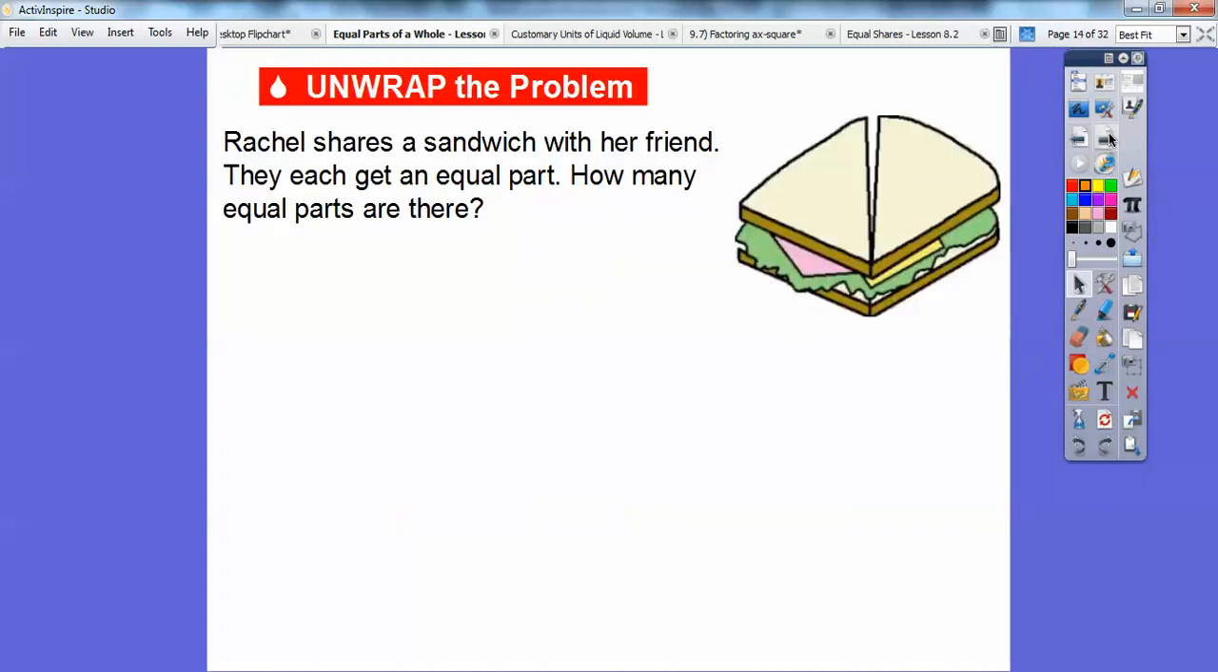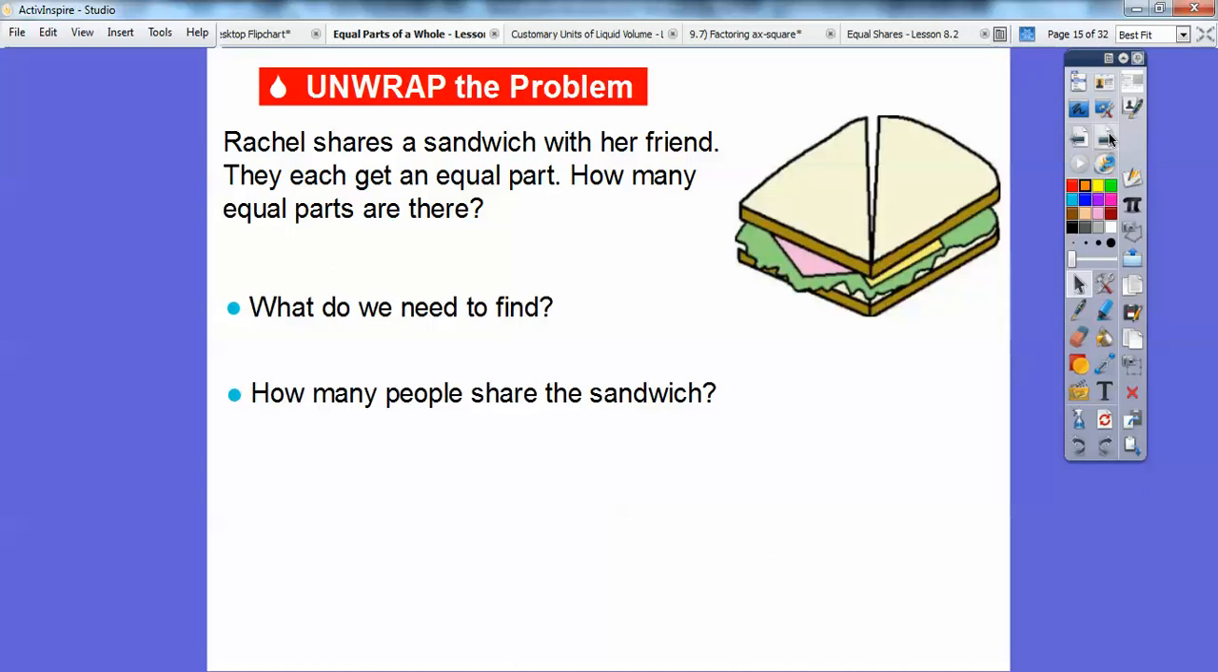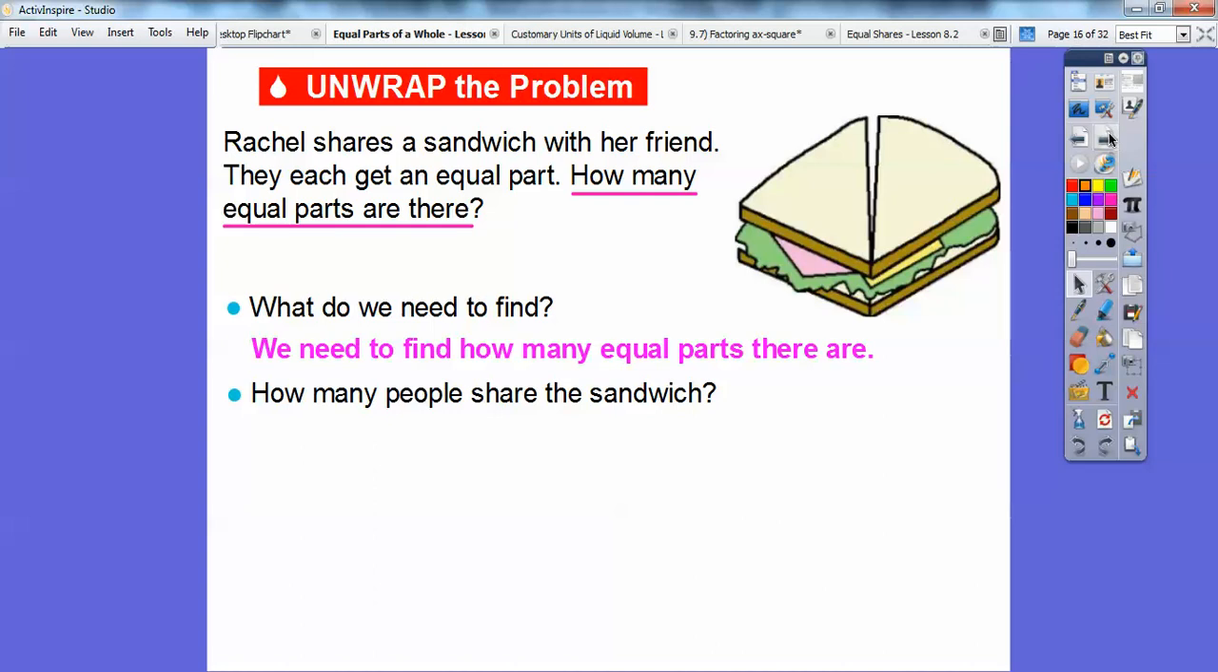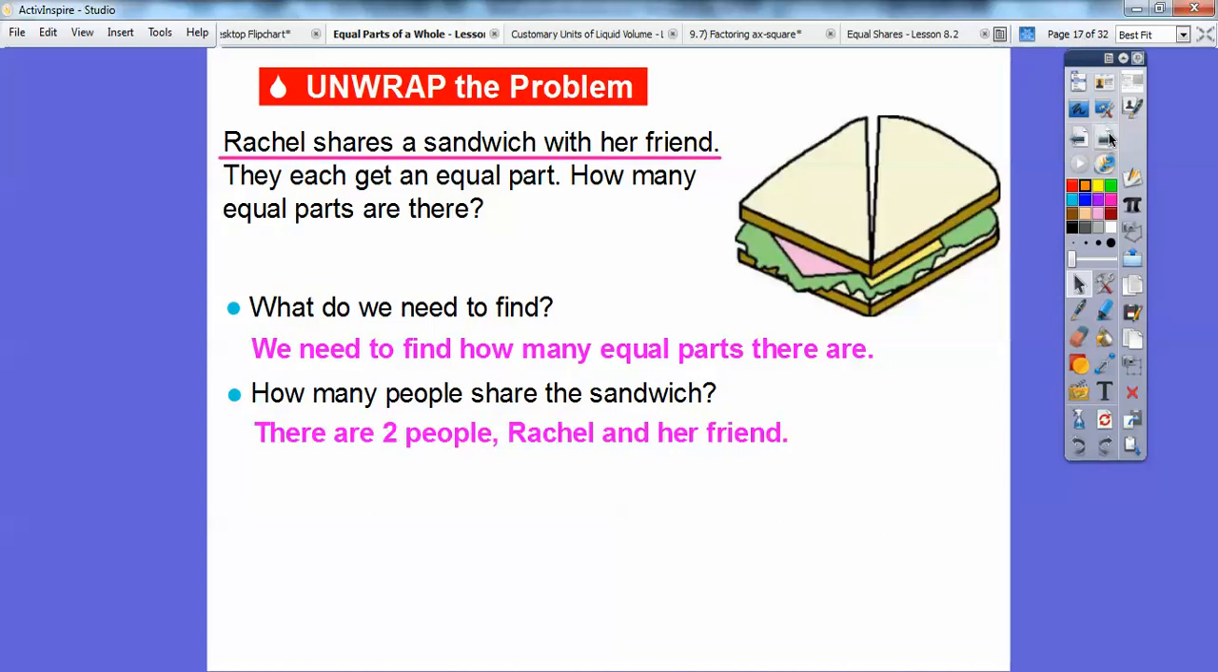Let's try a problem here. Rachel is going to share a sandwich with her friend, so they eat an equal part of the sandwich. How many equal parts are there? Well, we can see the sandwich is being cut into two right there. What do we need to find? We need to find out how many equal parts there are. How many people share the sandwich? Well, there are 2 people. Rachel and her friend are going to share that sandwich.